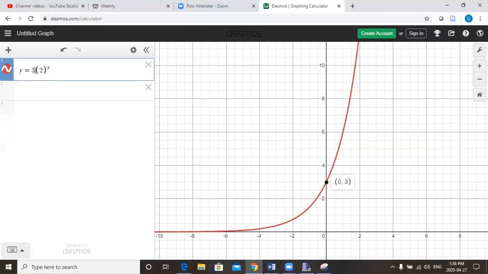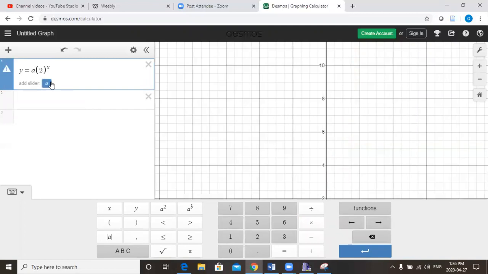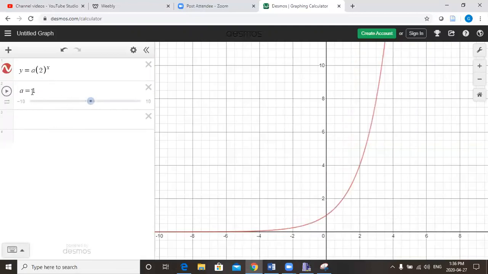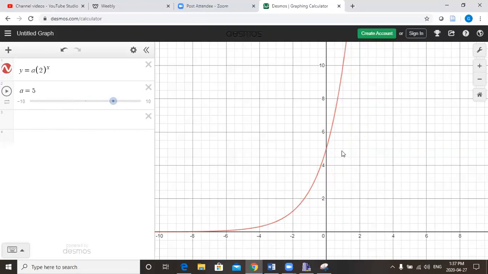Interesting that the coefficient is 3. So just a quick learning thing here. If we put a in a slider, if a is 1, the y-intercept is 1. If a is 5, the y-intercept is 5. So we would also consider this to be the initial value. So a would be the coefficient or the initial value.